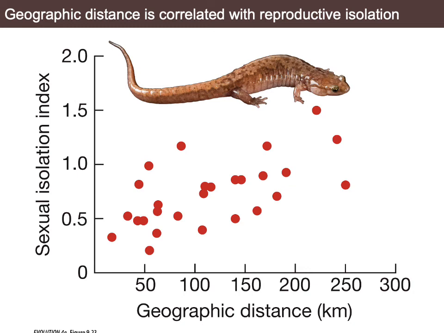what is this showing me? It's showing me how sexually isolated two individuals are that I put together in the same container to see if they will mate, depending on how far apart I caught them. If I caught them 20 kilometers apart, their sexual isolation is very low, so they have a high chance of mating with one another and producing viable offspring. If the two individuals I put in a container to see if they will mate were collected 250 kilometers apart, there's a much higher sexual isolation index, a measure of how difficult it is for them to reproduce, basically. It's much less likely that they will reproduce if they were from far apart than if they were near one another.